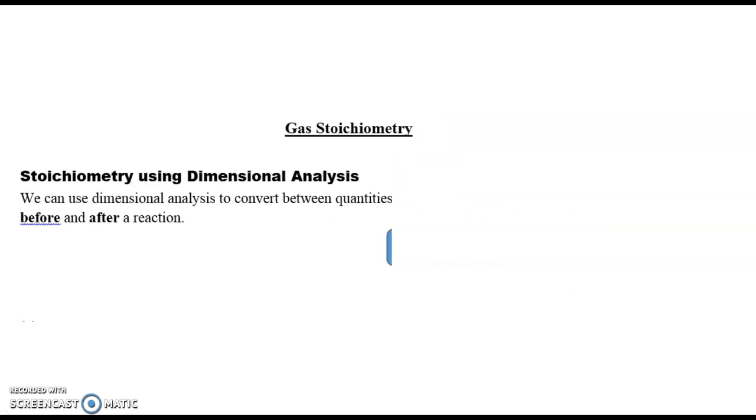So we can then use something called dimensional analysis, which we have been doing, and add it to our stoichiometry skills that we already know. So the first thing we'll always do is write the balanced equation. Remember doing that right before Christmas break.